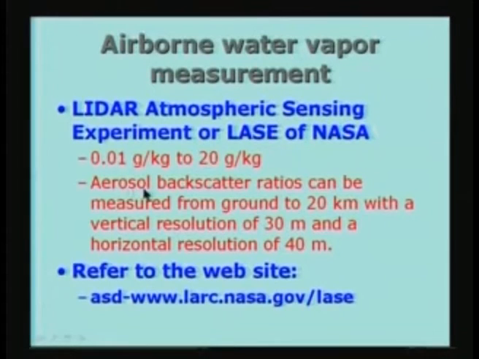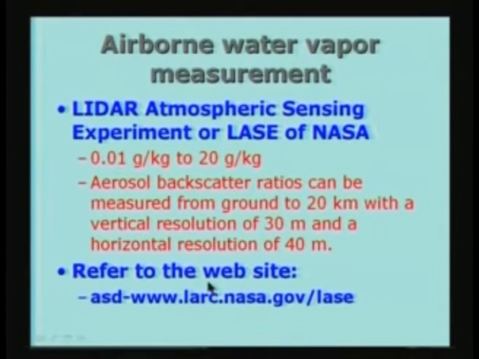Aerosol backscatter ratio can be measured from ground to 20 kilometers. I am talking about the distance over which this measurement can be done, and a resolution of 30 meters. That is what I was talking about. I can decide the particular region in which I want to make the measurement, and the resolution is 30 meters vertically and a horizontal resolution of 40 meters. So, that means I can choose the region over which I can make the measurement.